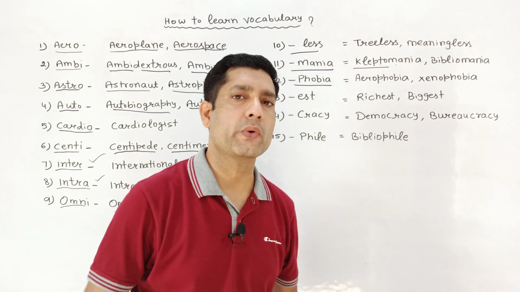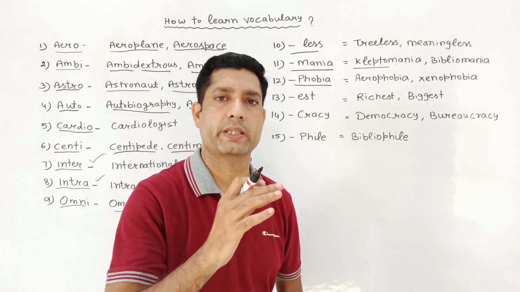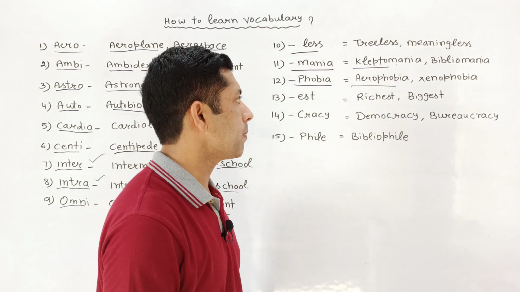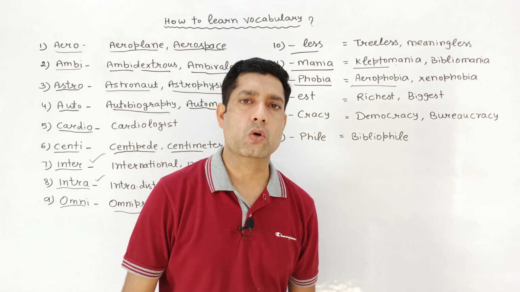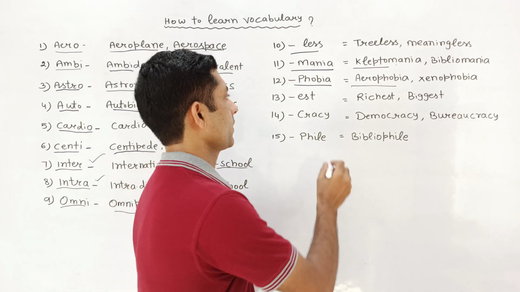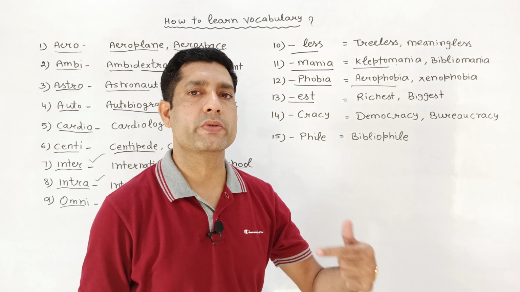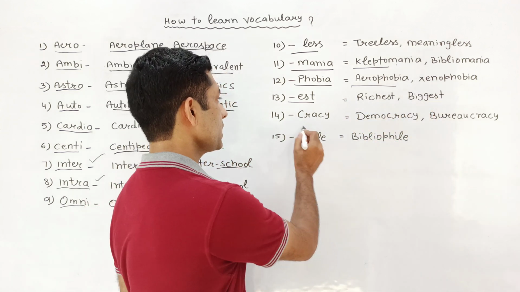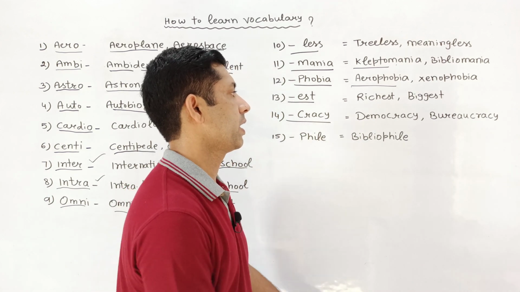Phobia means unreasonable fear or hatred of a particular thing. For example, aerophobia, a morbid fear of high places. Xenophobia, strong dislike against people of a different country. Next is est, makes superlative adjectives and adverbs. Richest, biggest. Next is cracy, of government, of rule.